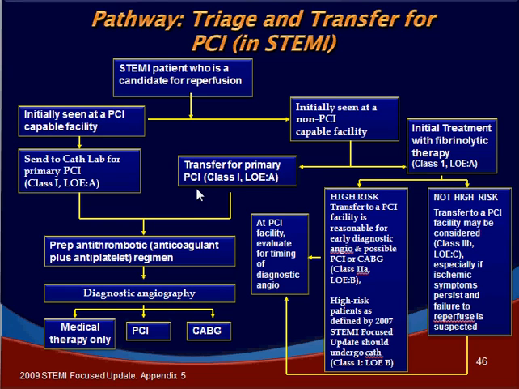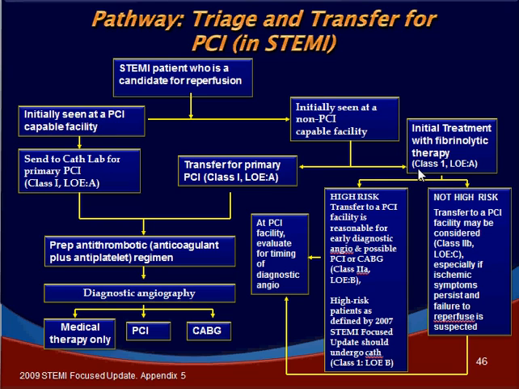Whereas for transfer for primary PCI, those patients who are seen in the non-PCI capability facility can be transferred to a PCI facility, who will undergo the same algorithm as those who have attended the PCI facility, provided they can reach the PCI facility within 90 minutes. If they cannot be transported to the primary PCI facility within 90 minutes, then we must think of initial treatment with fibrinolytic agents, class 1 recommendation.